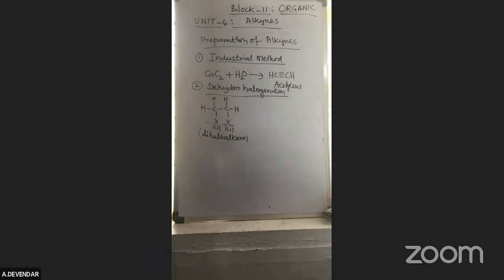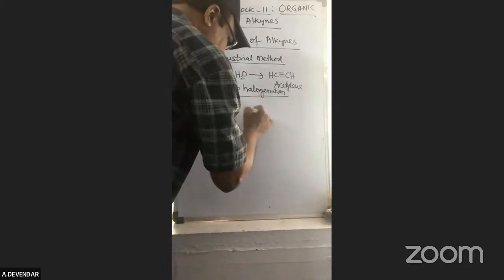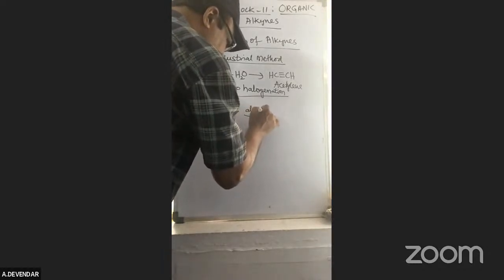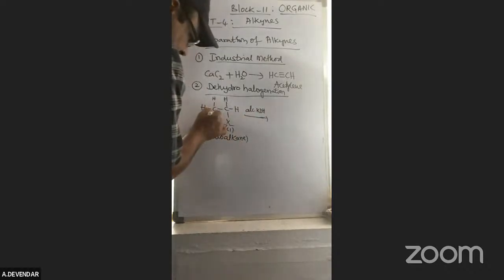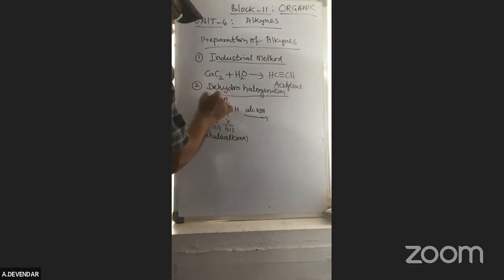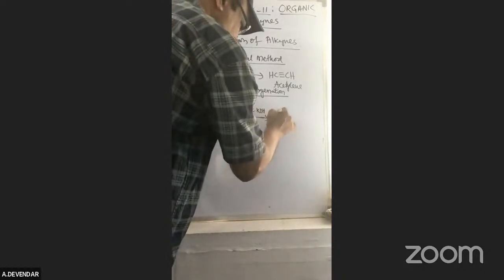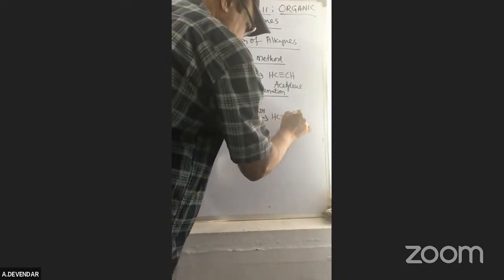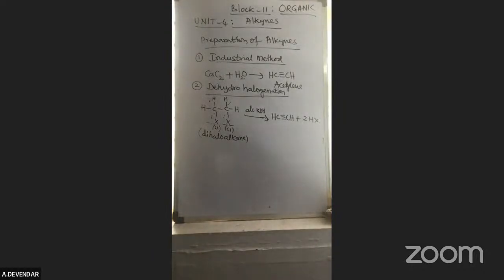These dihaloalkanes are treated with alcoholic potassium hydroxide. You are treating with alcoholic potassium hydroxide, removing of this particular hydrogen and halogen, so formation of 2HX. Alkynes are prepared. A very simple preparation of alkynes by means of dehydrohalogenation.